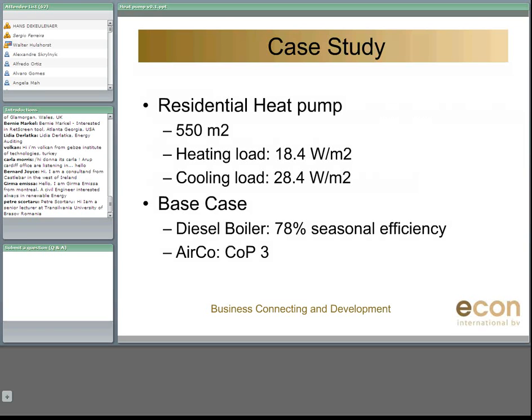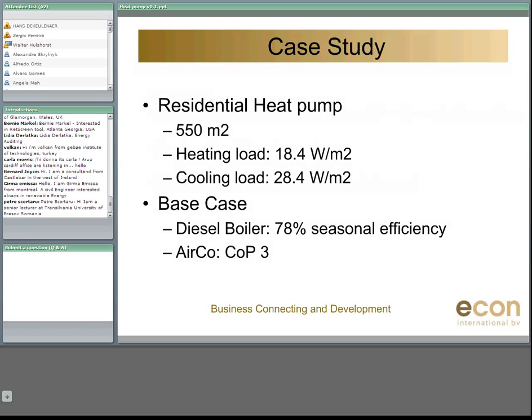We look at residential heat pumps. You can have heat pumps for big buildings, but we'll look at the smaller scale, a residential heat pump. So we look at a household with about 550 square meters and a heating load of about 18 watts per square meter and a cooling load of about 28 watts per square meter, with heating needs and the air conditioning unit with a COP of about 3 to answer your cooling needs.